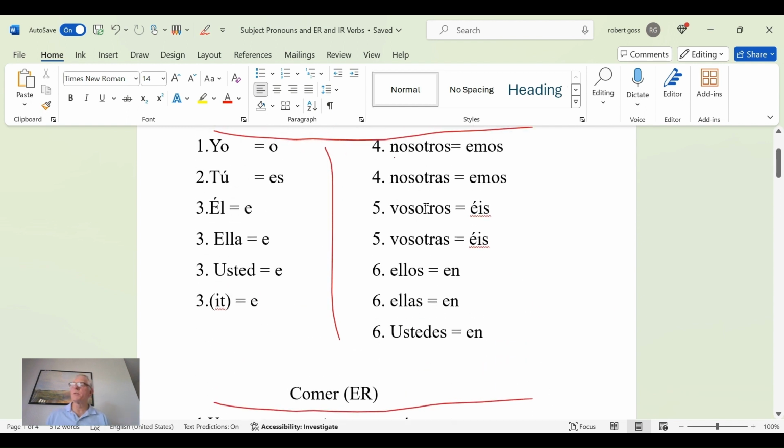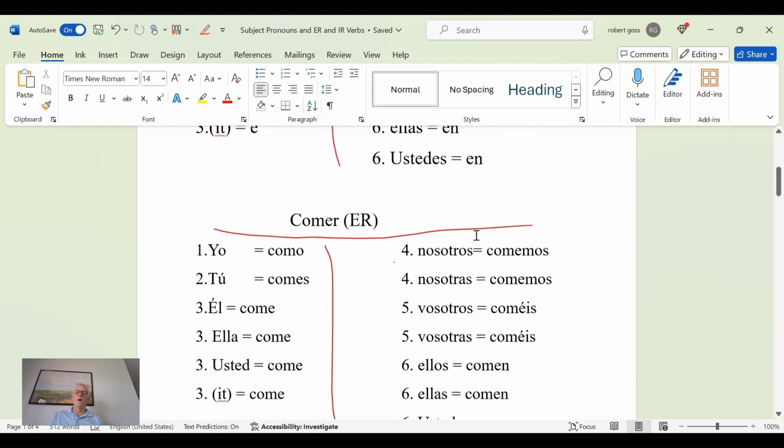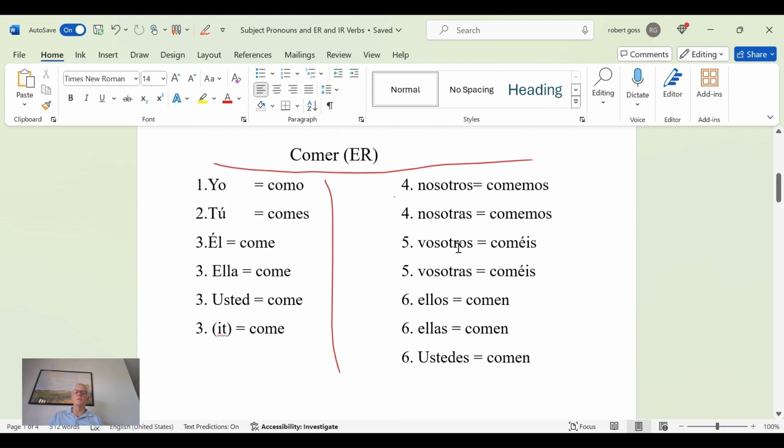Vosotros, that means you, plural in Spain, and they only use it in Spain, so here we probably wouldn't use it that much, or in Mexico, Central America, or South America. We would cross off the ER and put E with an accent, IS, eis. Remember, E makes the E sound. If we have I, E, E, and we say it fast together, eis. Okay, so you all in Spain eat, that would be vosotros coméis.